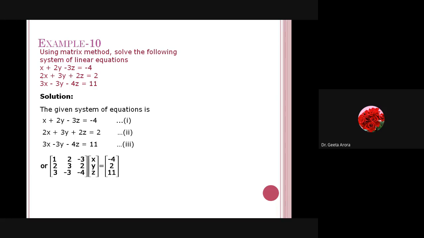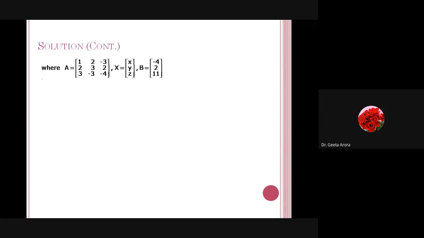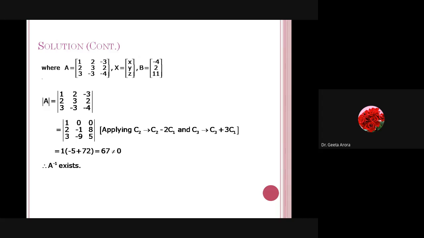So A means whatever coefficients are coming for x, y, and z, the unknowns. So we have 1, 2, minus 3, 2, 3, 2, and 3, minus 3, minus 4. And the right hand side is minus 4, 5, 11. Correct? Unknowns are x, y, z. So now we need to find the inverse, because here we have the system of the form AX = B. And how can we find X? Obviously it can be obtained by A inverse B.